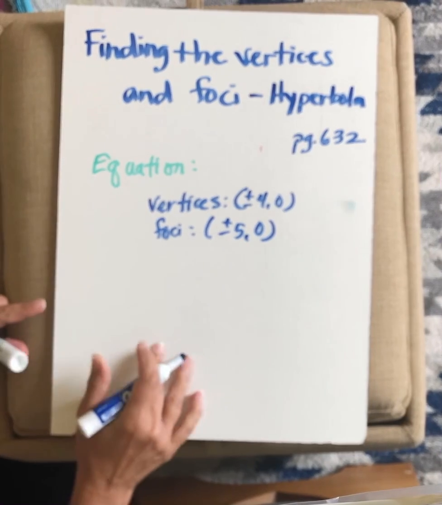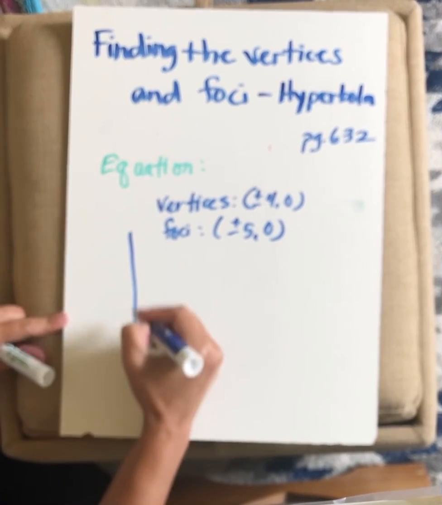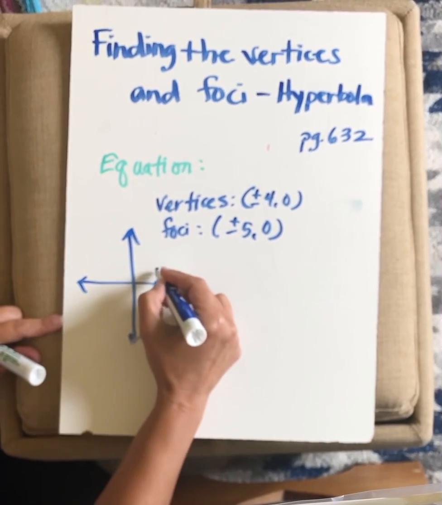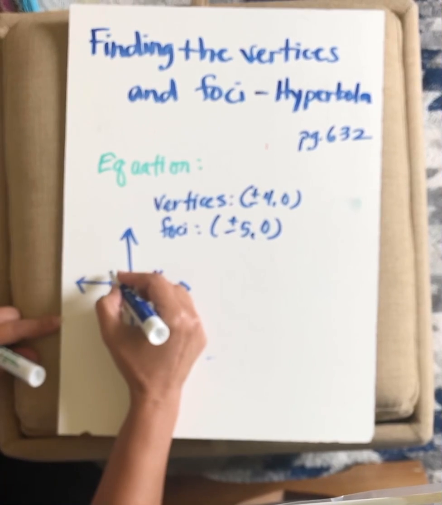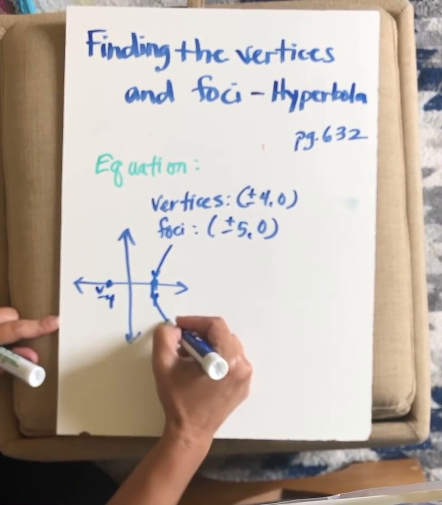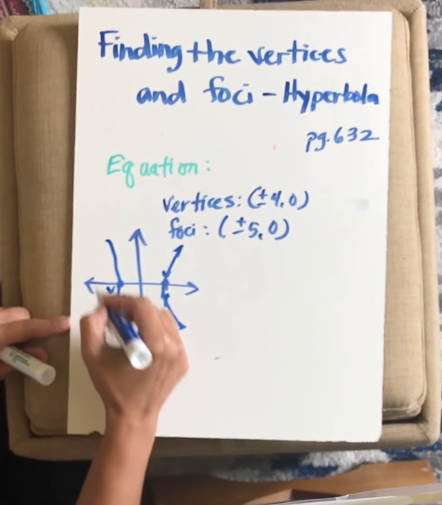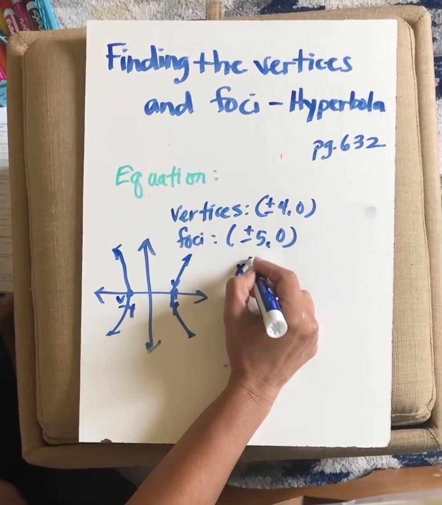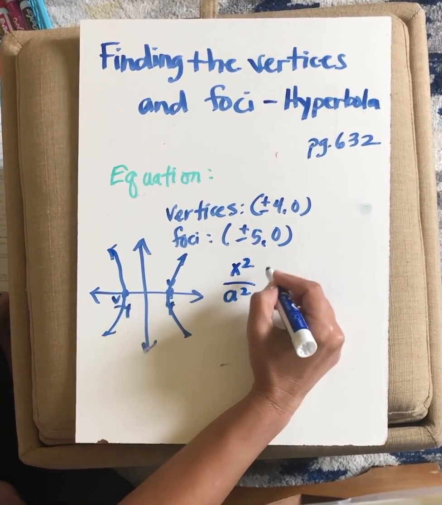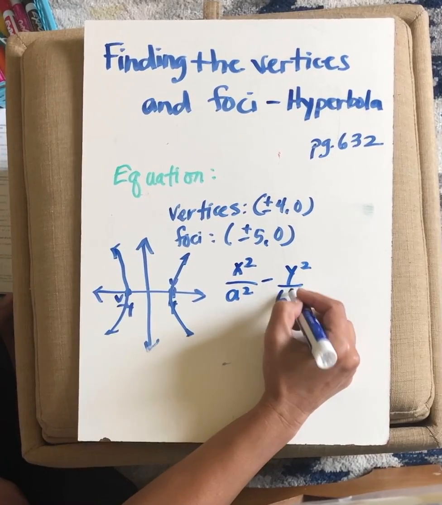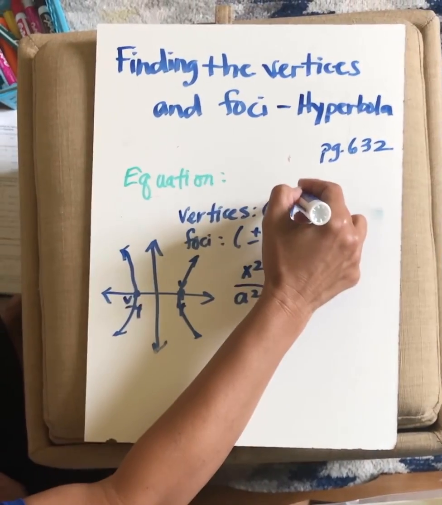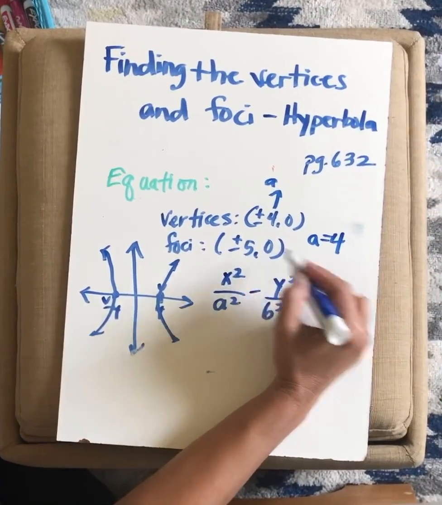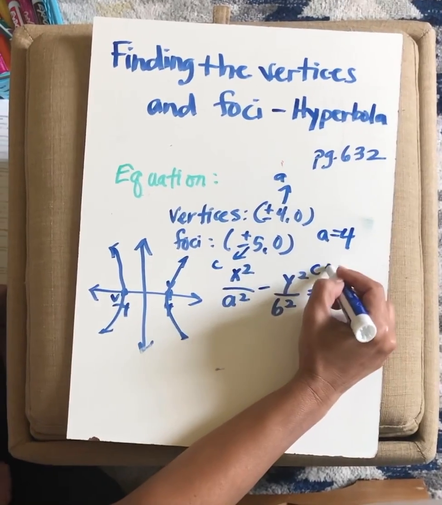Okay, so if we look at where these are located on the x-axis here. At 4, 0 is a vertex, and at -4, 0 is a vertex. So the hyperbola is going to open to the right and to the left. So the standard form for a hyperbola opens to the right and to the left is x squared over a squared minus y squared over b squared, and that equals 1. This is a, so a again is the distance to the vertex, so a is 4, and c is the distance to the foci, so c here equals 5.